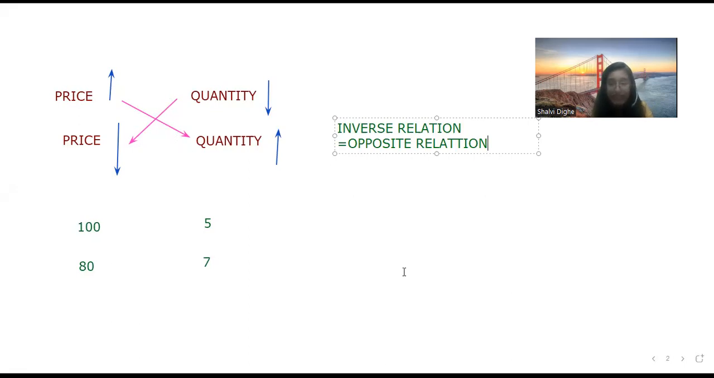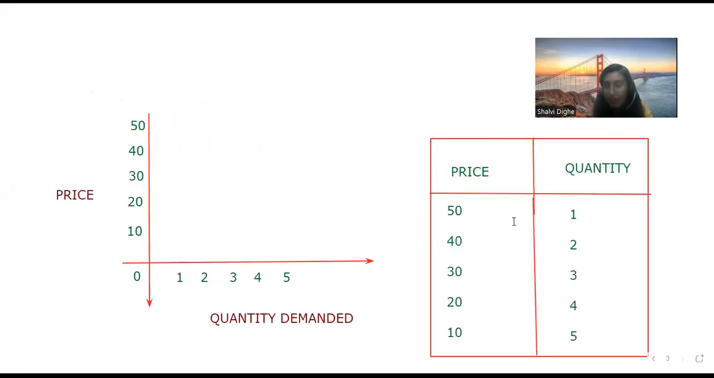Okay, then let's go to the next part and draw the graph. Now, this is the table you're expected to draw when you're drawing a graph. The table is not going to be given in the question. We are supposed to draw it.